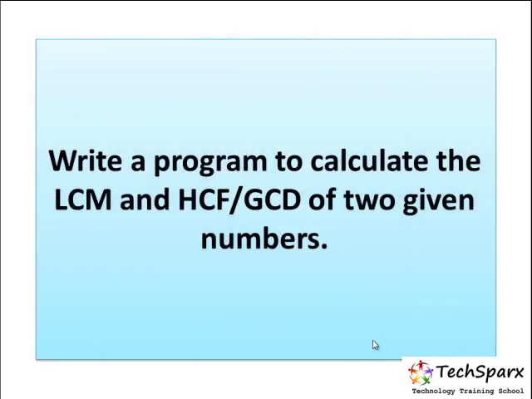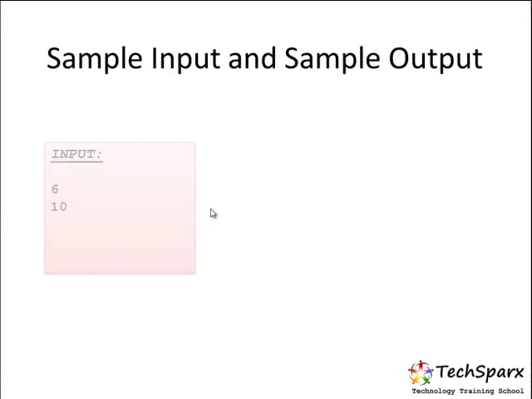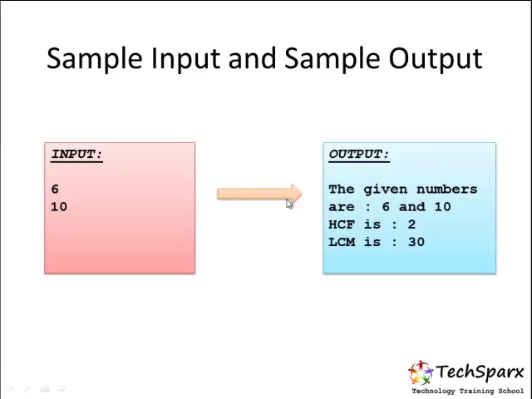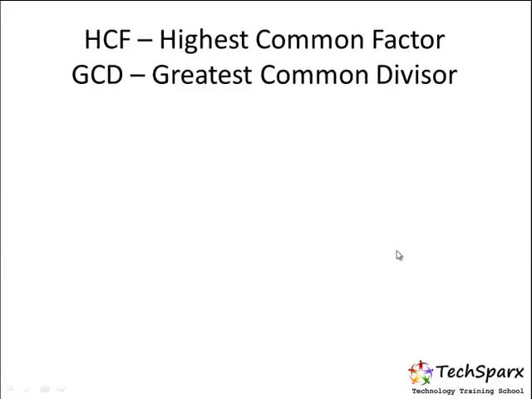Program to calculate the LCM and HCF of two given numbers. First of all, what is this LCM, HCF and GCD? LCM is nothing but least common multiple and HCF is nothing but highest common factor. GCD is greatest common divisor. So if the input is 6 and 10, I want you to display the given numbers are 6 and 10. HCF is 2 and least common multiple LCM is 30. So how do we get these numbers? Let's see it. This is high school mathematics.